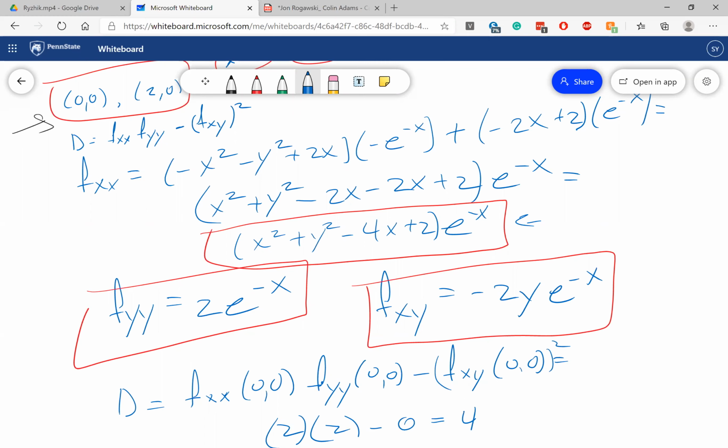Okay, question. If the D is 4, what are the different options that we get? A min or a max? Either a min or a max. So then we look at the partial of f with respect to x twice. We see that it's positive, so we know that this is a min.